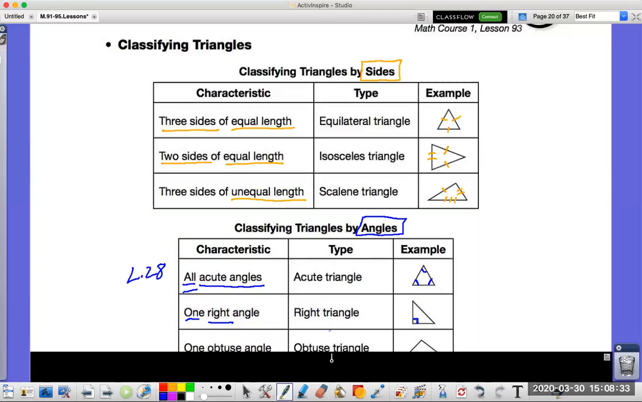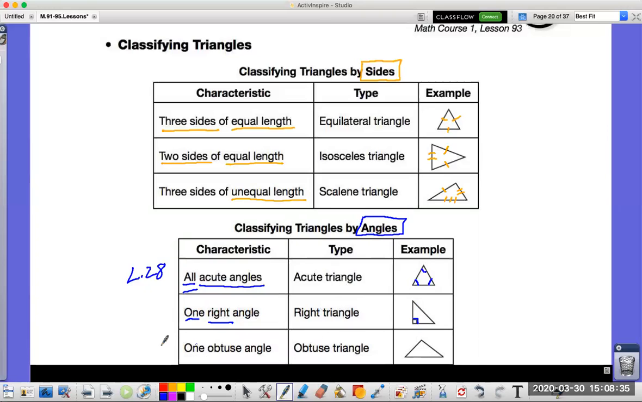Okay. If you're classifying it and it has, in this case, one obtuse angle, then it's an obtuse triangle. So you can see here, this angle right here is greater than 90 degrees. It has to be greater than. So this angle would be the obtuse angle.